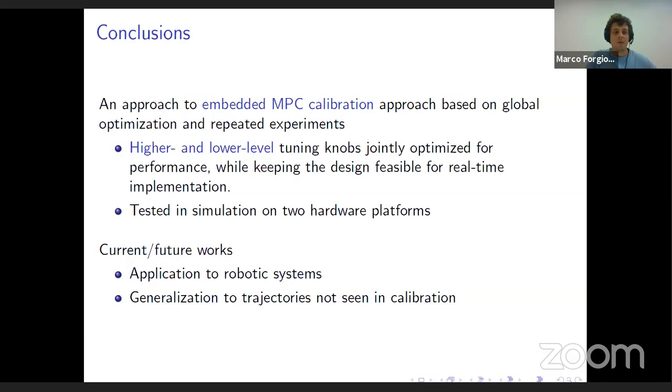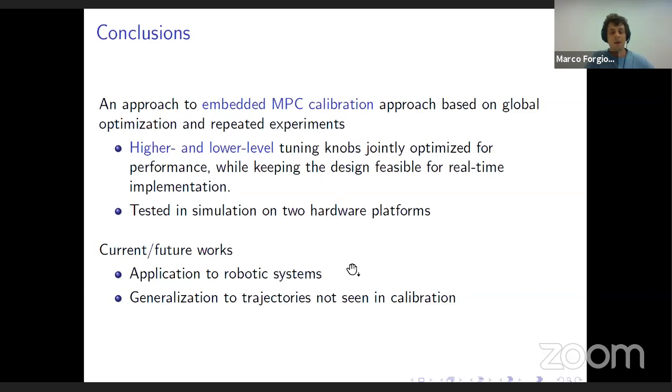And concluding, we have this approach for embedded MPC calibration based on global optimization and repeated experiments. We can tune altogether high-level parameters like the model or the cost weights and prediction and control horizons, and lower-level settings like the solver tolerances and the sampling time. We tested in simulation on 2 different hardware platforms. There are some extensions to this work.